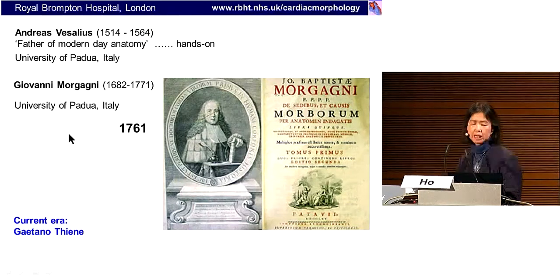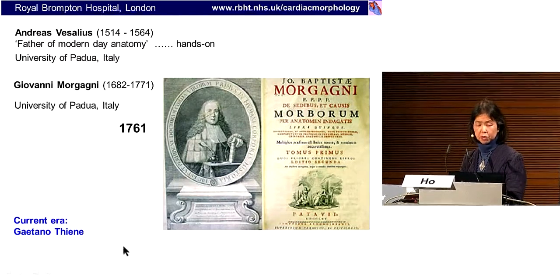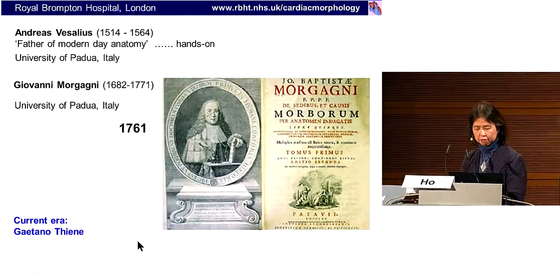Both were based at the University of Padua, and that tradition of excellence in cardiac anatomy and pathology is carried on these days, of course, by Gaetano Thiene, who is very well known for his work on cardiac pathology.